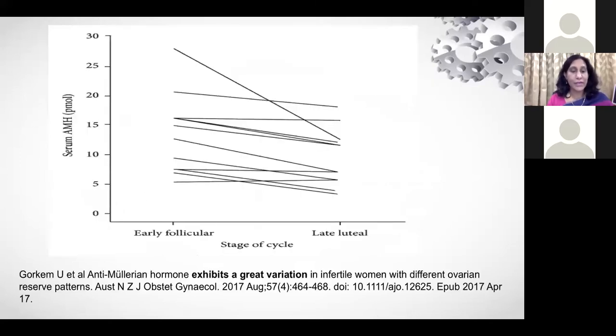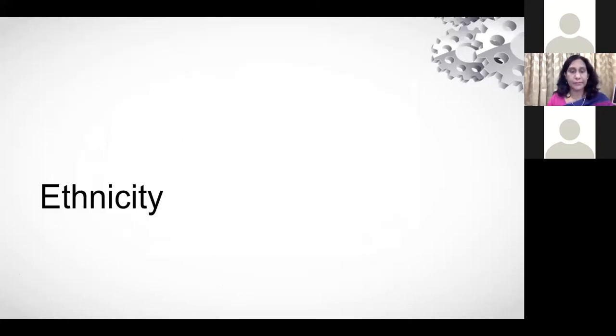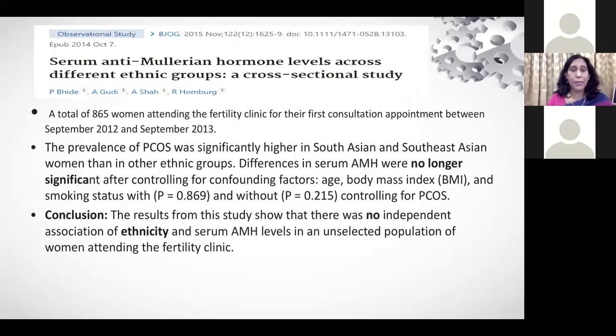And this was the very famous study by Gorkam et al., where you can see that the follicular phase AMH level is higher than the luteal. But in spite of that, it is seen that this variation is not much clinically significant. Then do we expect some changes in the levels because of the ethnicity? And this is very important because most of our textbooks or our literature comes from Caucasian or the Western population. Then should we be using that for our Indian or Asian population?